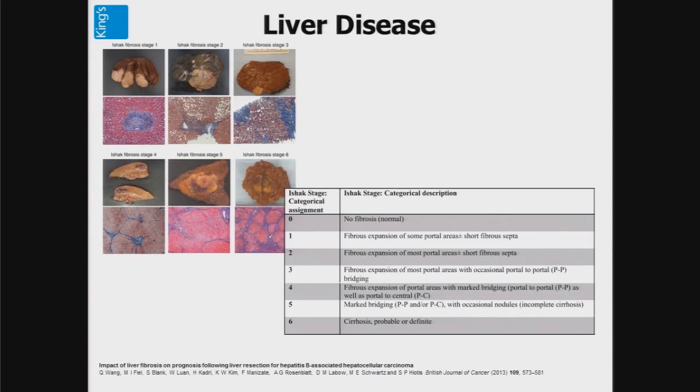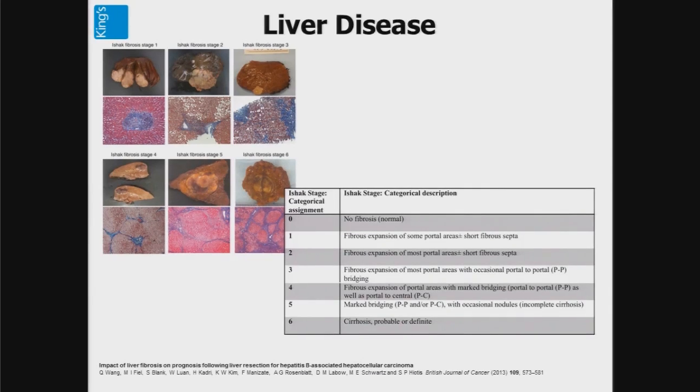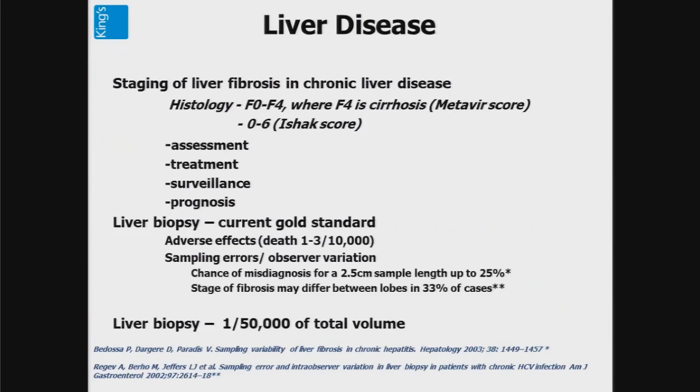A second way of doing this is the Ishak score. This is a wider spectrum of classification, going from 0 to 6. This is the score we use in our institution, but it's a matter of preference as to which score you use. The most popular score to use is the Metavir.